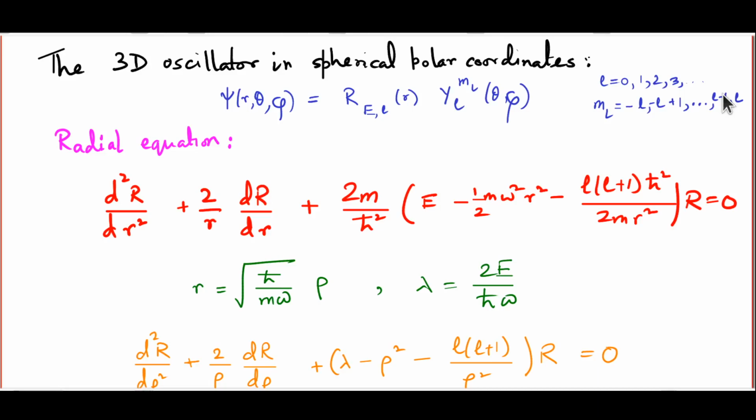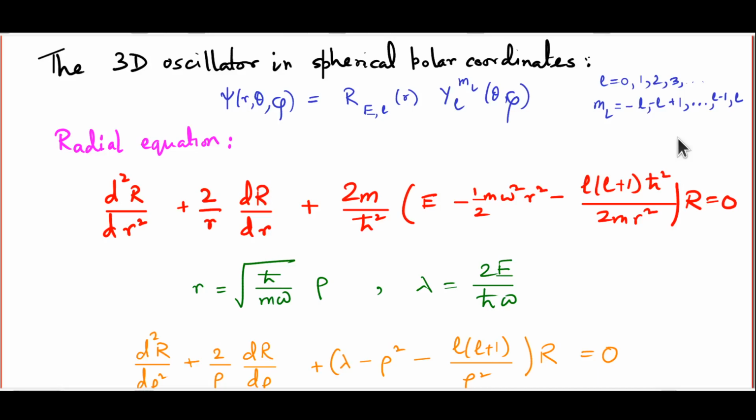L can take values 0, 1, 2, 3 and so on. ml for each specific L runs from minus L to plus L, 2L plus 1 values in all. And the specific functions of theta and phi, which describe the angular part, are called the spherical harmonics labeled Y, L, ml, theta, phi. The radial equation, on the other hand, is characterized by 2 quantities.